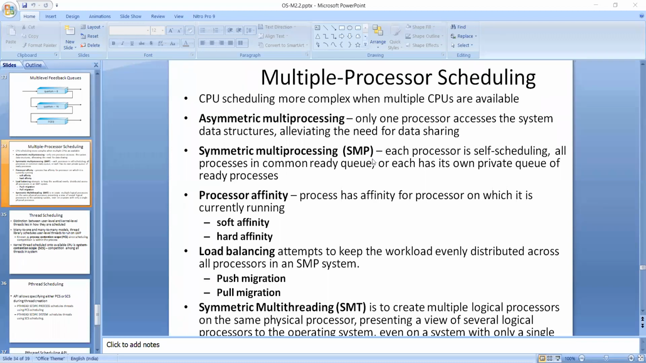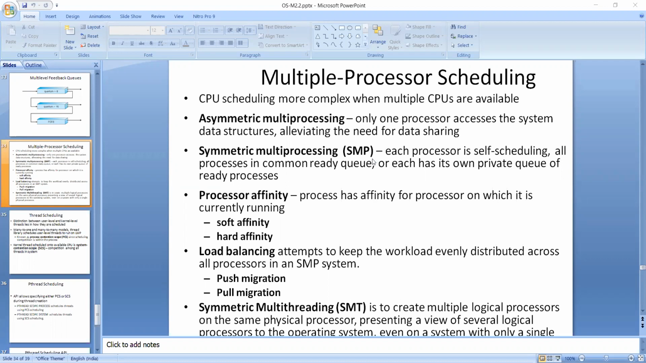That means the process has affinity for the processor on which it is currently running. A processor has the affinity for the process on which it is running. Here we have two types of affinities, soft affinity and hard affinity. Process affinity takes several forms: one is soft affinity, the other is hard affinity.